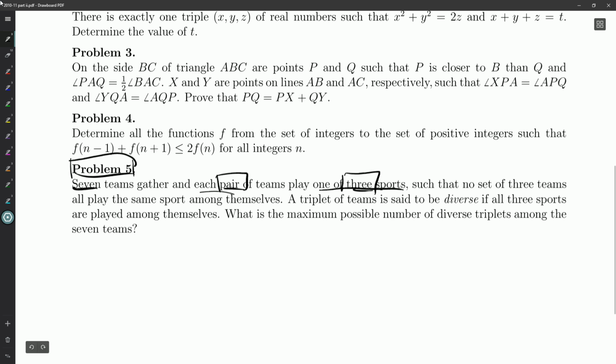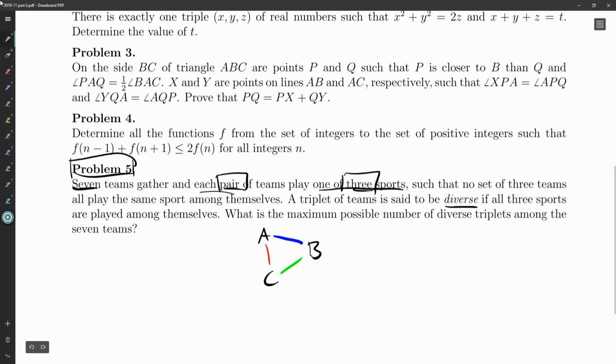Anyway, a triplet of teams is said to be diverse if all 3 sports are played amongst themselves. So you've got a team A, B, and C, and A plays B and they play water polo, and A plays C and they play, I don't know, rugby, and then B plays C and they play lacrosse. And that's sort of the idea here.